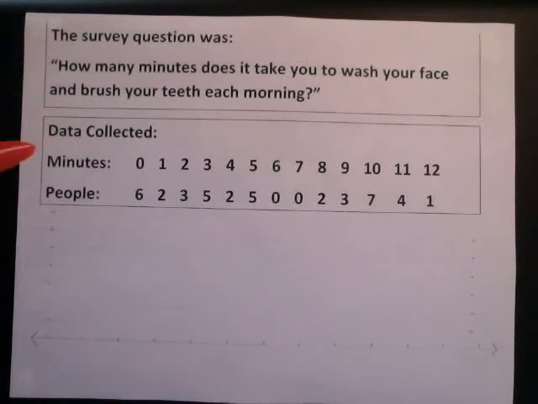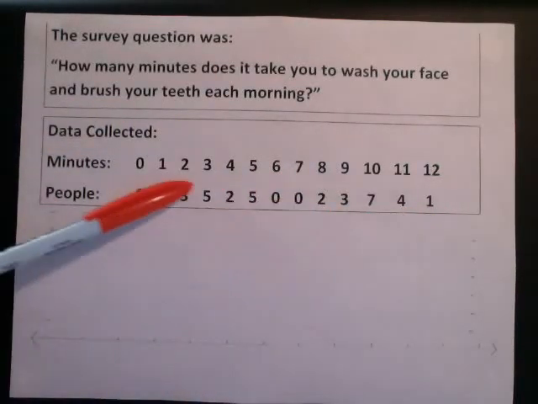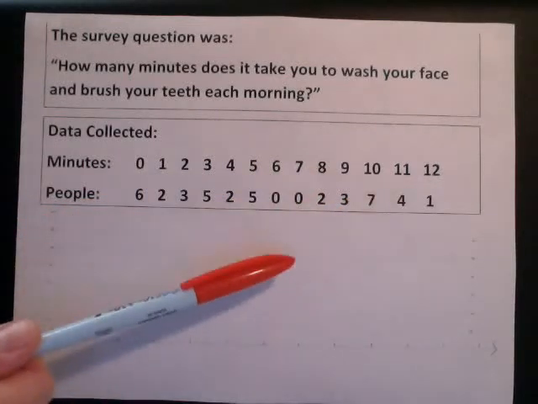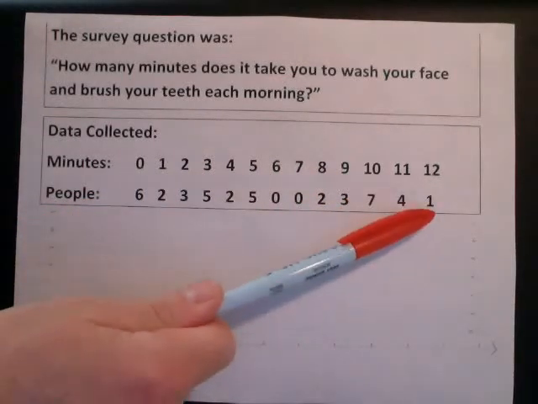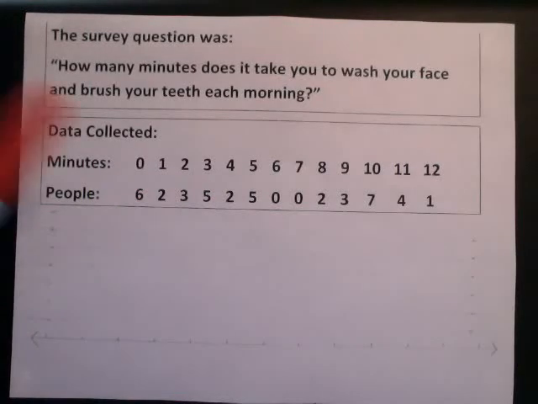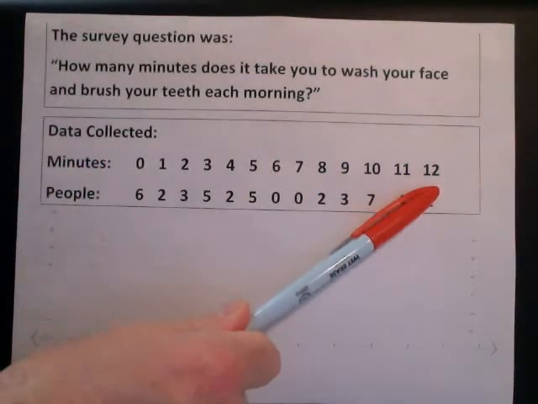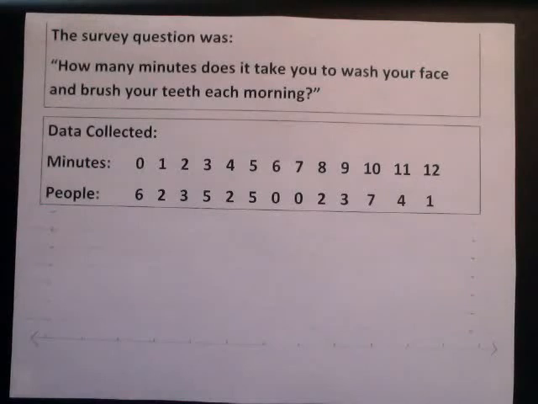They then went out and surveyed a certain number of people. Okay, and so these numbers indicate how many people they surveyed. Okay, in order to figure out the total number of people surveyed, you'd have to add all these numbers up. But once we've surveyed them, you then get a range of data from 0 minutes of washing time and brushing time per day to up to 12 minutes per day, okay, per person.